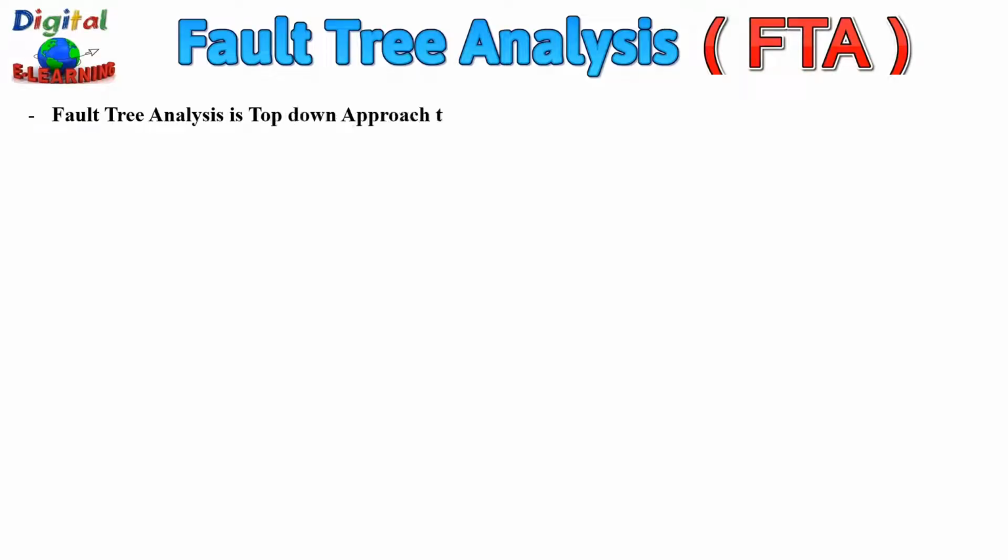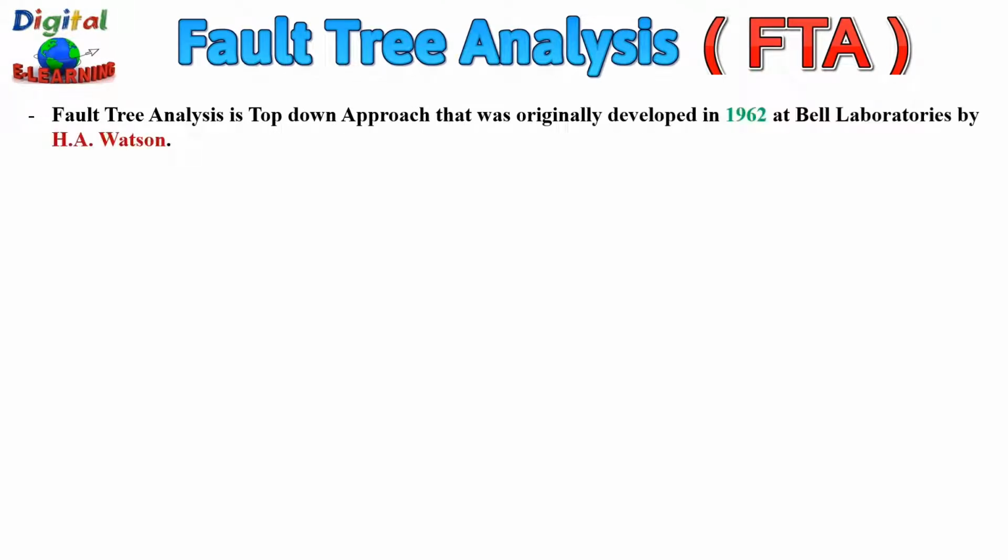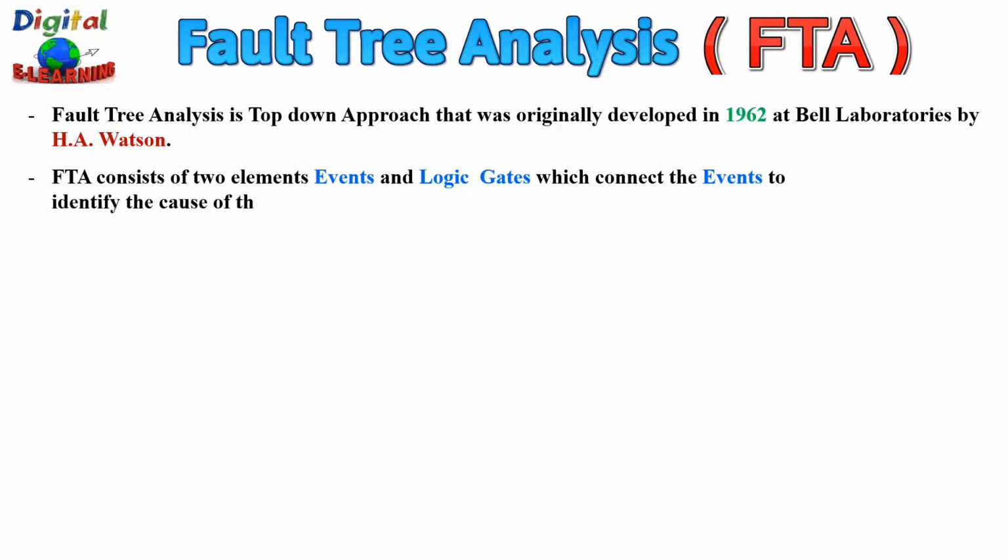FTA, or fault tree analysis, is a top-down approach that was originally developed in 1962 at Bell Laboratories by H.A. Watson. FTA consists of two elements, events and logic gates, which connect the events to identify the cause of a top undesired event, which is the last event to occur. Here, the fault tree analysis does not make any assumptions. It brings together all the perspectives that could cause the event of concern.